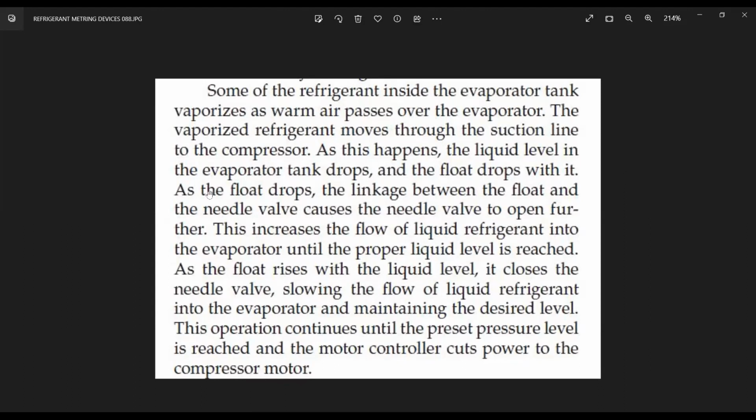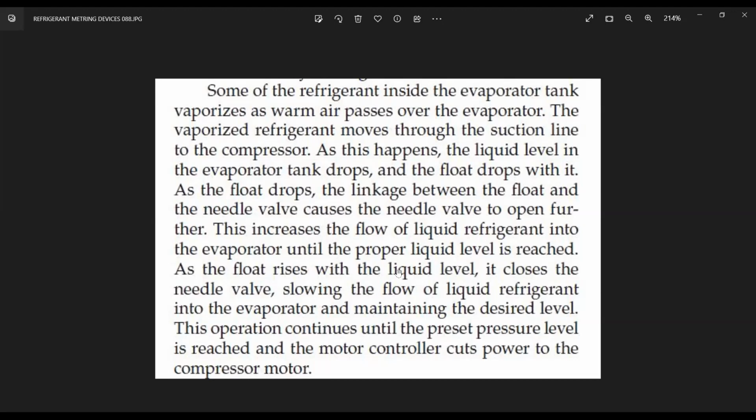The float opens. As the float drops, the linkage between the float and the needle wall causes the needle wall to further open. This increases the flow of the liquid refrigerant to the evaporator until the proper liquid level is reached. Means जब तक वो balancing out नहीं होता वापस वो flow होता है.